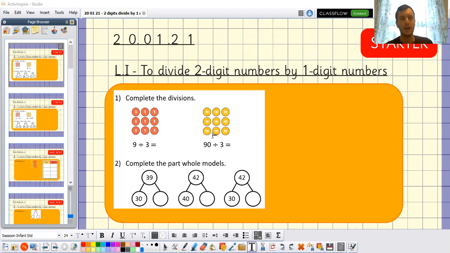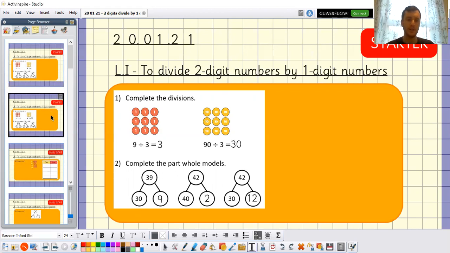9 divided by 3 and 90 divided by 3, and partition those numbers. Now, look carefully at these because some of the part-whole models are as you'd expect. The last one, though: if this part is 30, what's the other part going to have to be to get to 42? That one's a bit trickier, so do be careful with that one. As always, pause the video here, have a go, and we'll go through those answers in a moment's time.